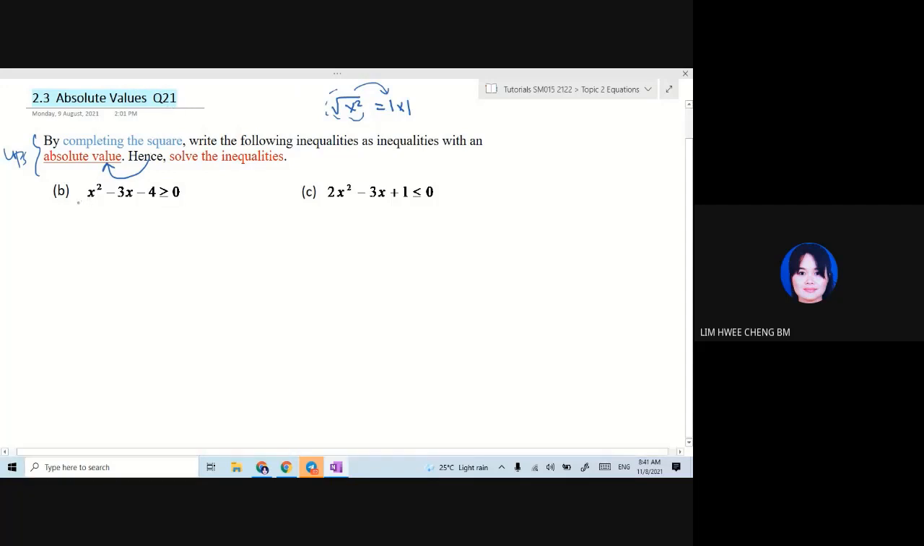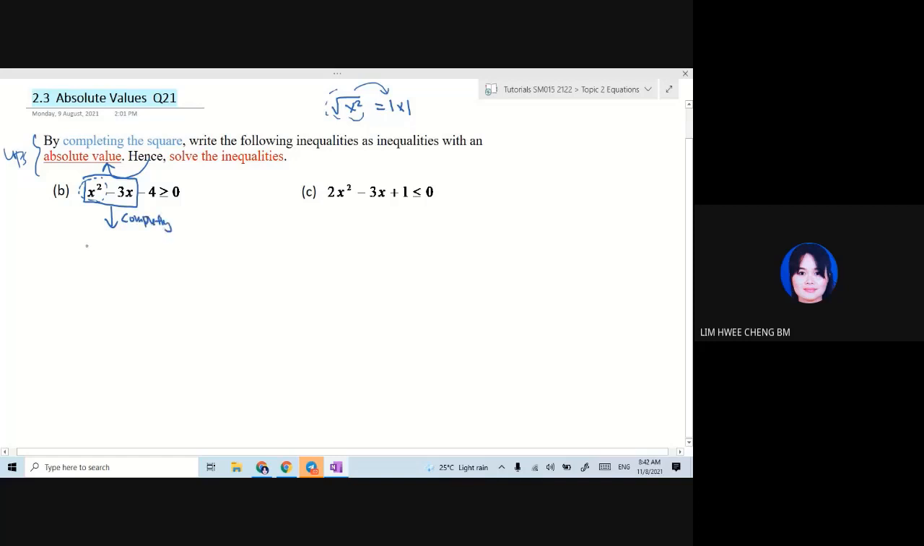Okay, so I mentioned before we do the completing the square, we have to make sure that there is no coefficient, means the coefficient of x squared should be 1. Dia mesti 1. If you don't have, you need to factorize. I will show you in the example series after this. Okay, since we already have the coefficient of x squared is 1, we may start to do completing.